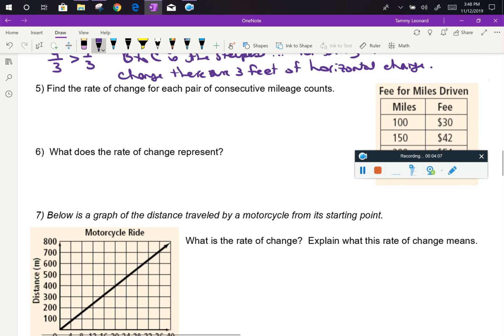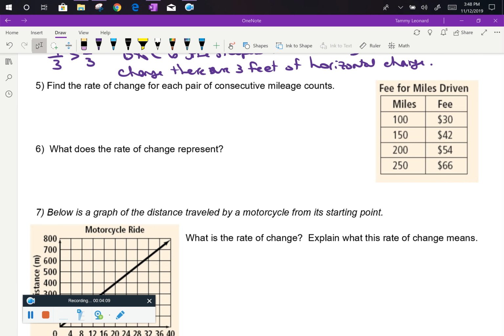In number 5, we're looking at a new scenario. This says fee for miles driven. We see that our input, our x values, are miles, and our output, our y, is the fee, so the dollars, how much something costs.